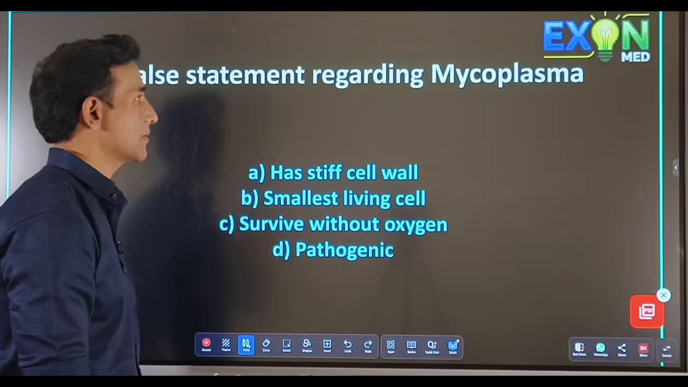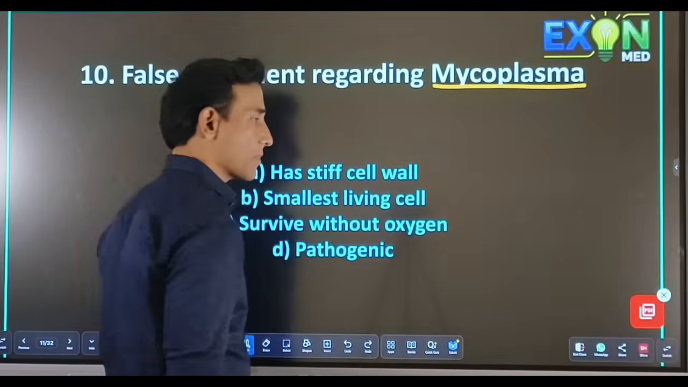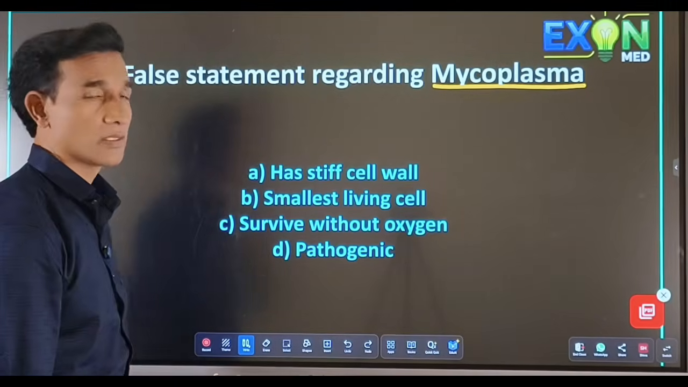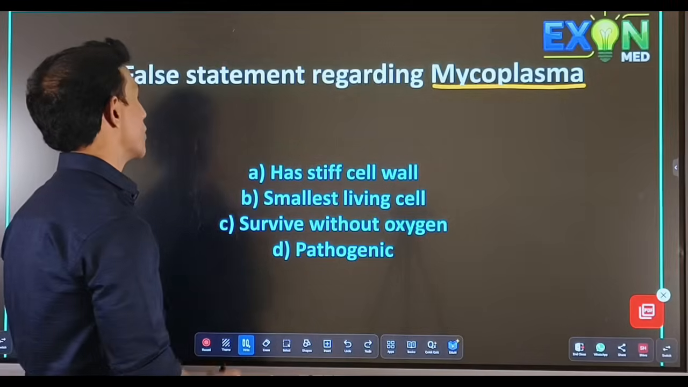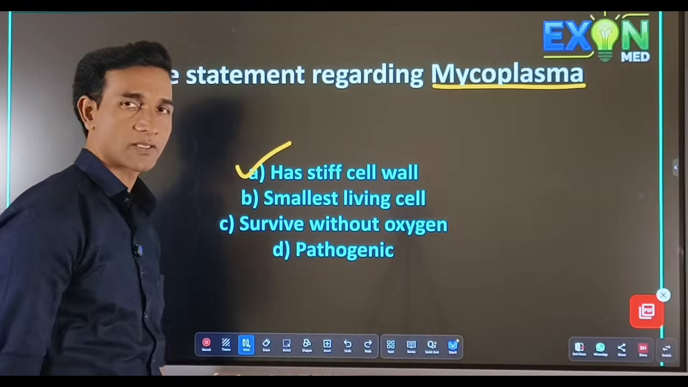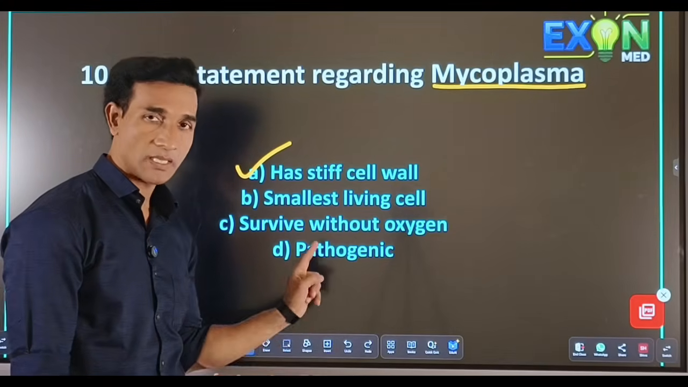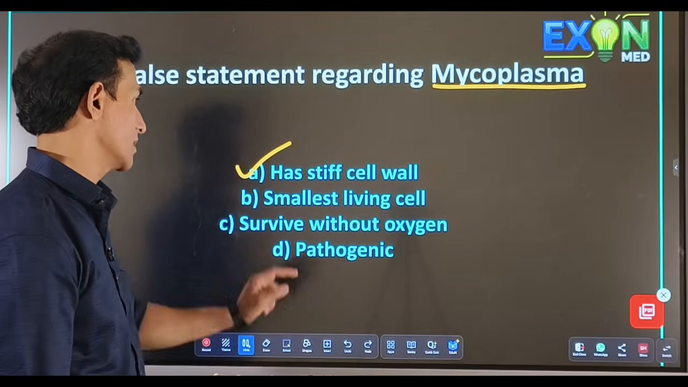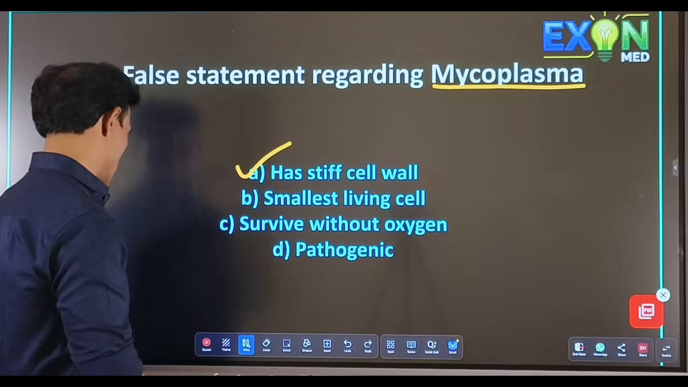Next question is false statement regarding mycoplasma. So mycoplasma, false: they have a stiff cell wall. Actually mycoplasma lacks a cell wall. They are the smallest living cells. They survive without oxygen. They are pathogenic and cause diseases in animals and plants. So here the wrong statement is has stiff cell wall. So it is the correct answer here.